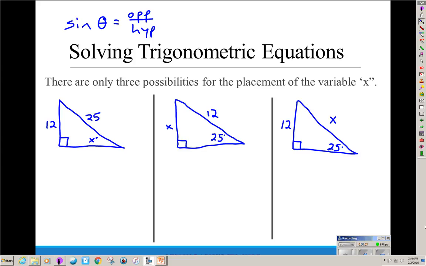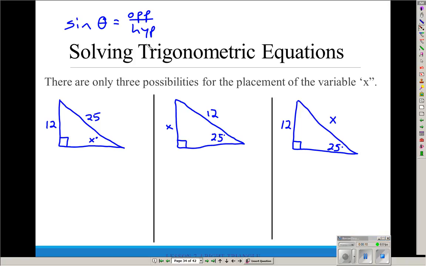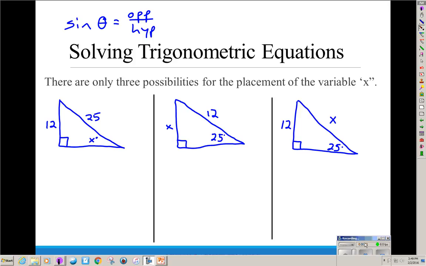So when you're solving trig equations, there's only three possibilities for the placement of the variable x. If you take this trig equation, sine theta equals opposite over hypotenuse, x might be the angle, or x might be the opposite side, or x might be the hypotenuse. If it's the opposite, it's in the numerator, hypotenuse is in the denominator. So depending on where x is determines how you finish solving the equation. So let's do these three and see how the different placement of x determines how we finish the question.